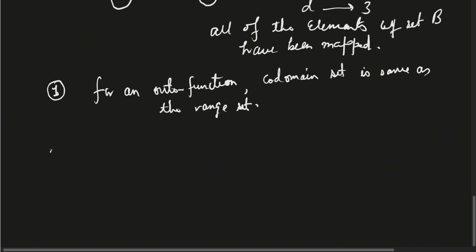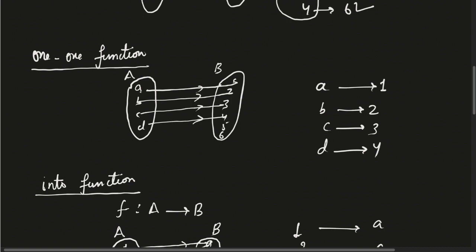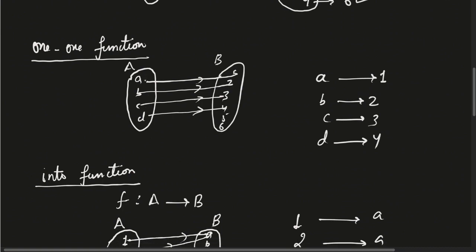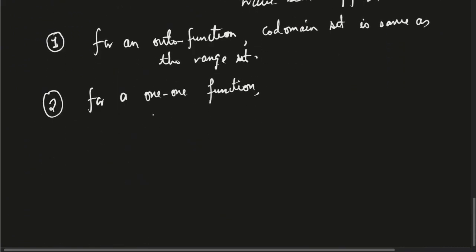Similarly, if you have to show a 1-1 function: a 1-1 function is one where each element in A should have a different image in B. So this means that if we consider f of x equals y, then for one x there should be only one y. We cannot have one y for two x.